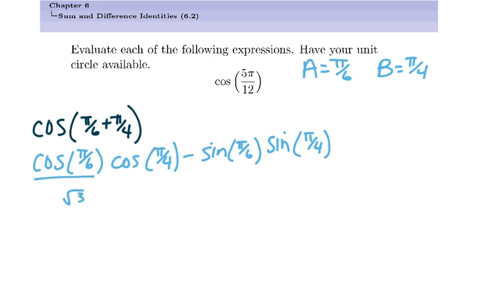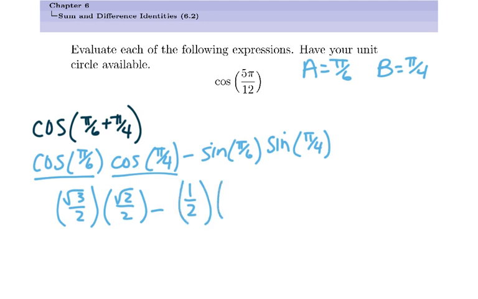So you get square root of 3 over 2. Now I want you to find cosine of pi over 4. So root 2 over 2. Minus sine of pi over 6, so it's 1/2. Sine of pi over 4, so root 2 over 2. So I'm going to get square root of 6 over 4 minus square root of 2 over 4 and just combine them.